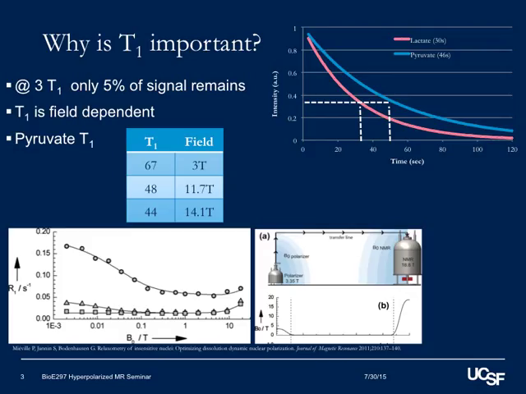Because the hyperpolarized signal needs to last long enough so that we can actually image it: from the time of dissolution to the time of injection into our system, be it cells or animals, up to the point of metabolism and to study its products. And by the time 3 T1s are over, you have only 5% of the signal left.